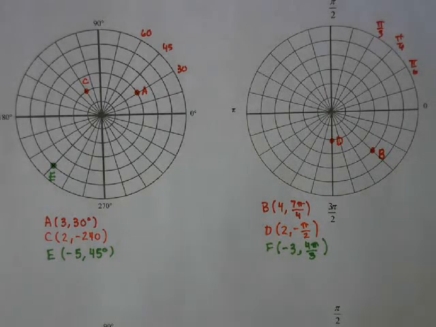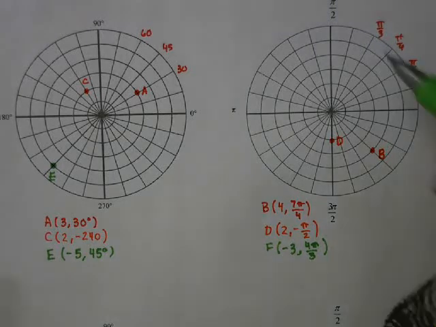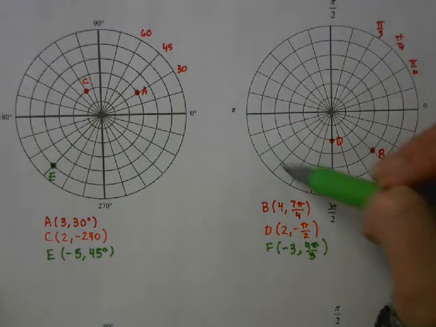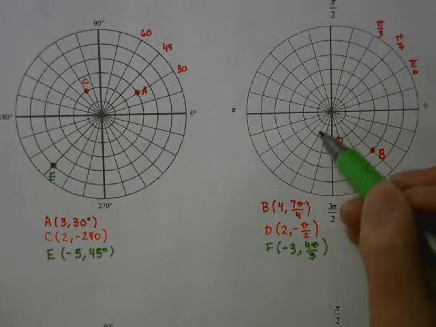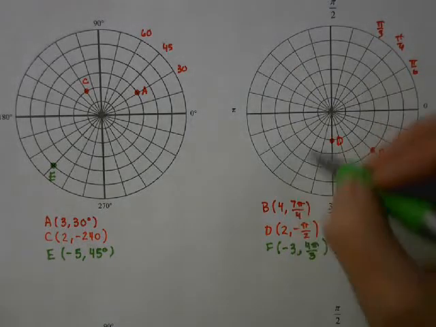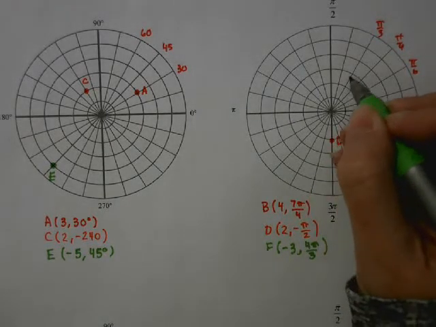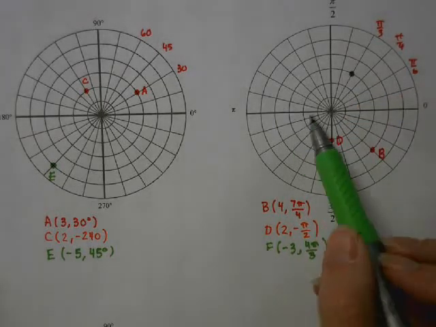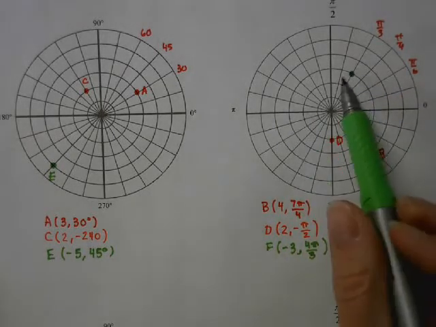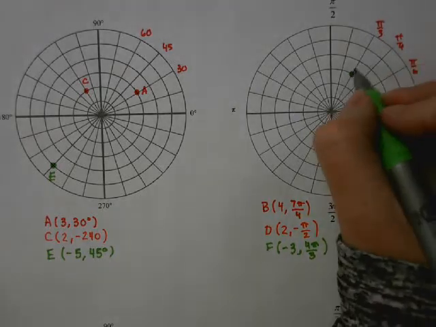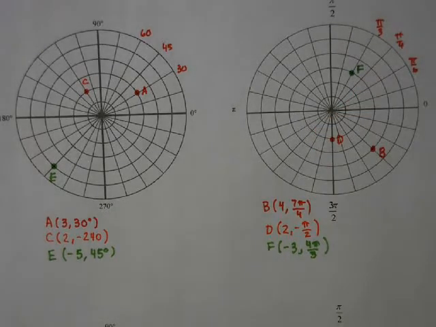Okay, (-3, 4 pi over 3). So I can go to 4 pi over 3, which is going to be this segment right here, and go backwards, 1, 2, 3. Or you can go to -3 and go counterclockwise to that point. So that's how we'll do a negative positive. What about a negative negative?